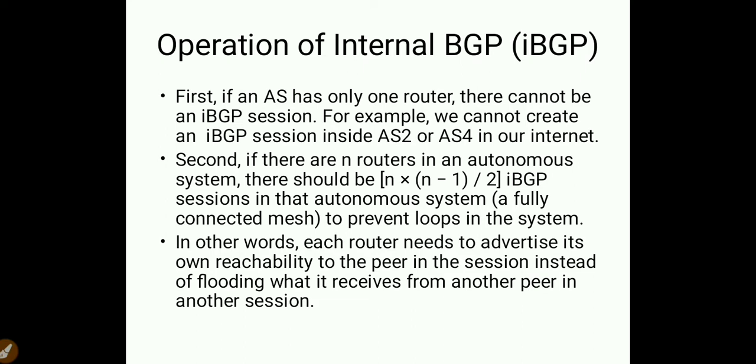So take the concept of mesh topology. If I have n routers, how many links do you need to communicate among all n routers? n into n minus 1 by 2. So every router in an autonomous system can establish communication in a mesh topology, because any router inside the autonomous system can easily communicate with the border router to forward its packet if it wants to send it to any other autonomous system via the border router.